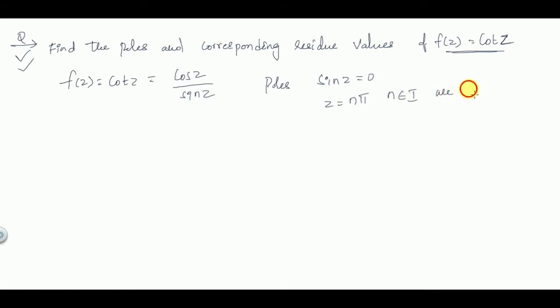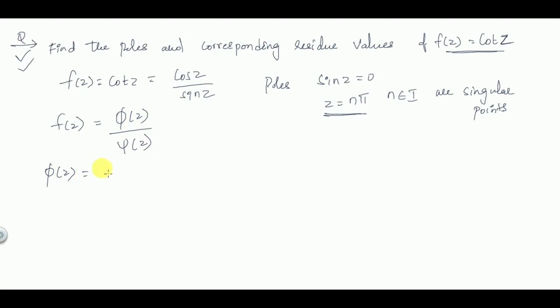These are the singular points, z is equal to n pi. So this is of the form f of z is equal to phi of z by psi of z, where phi of z is equal to cos z and psi of z is equal to sin z. And we have psi of z naught is equal to 0. Yes or no? Sin n pi is 0, that is the sin of z naught value.